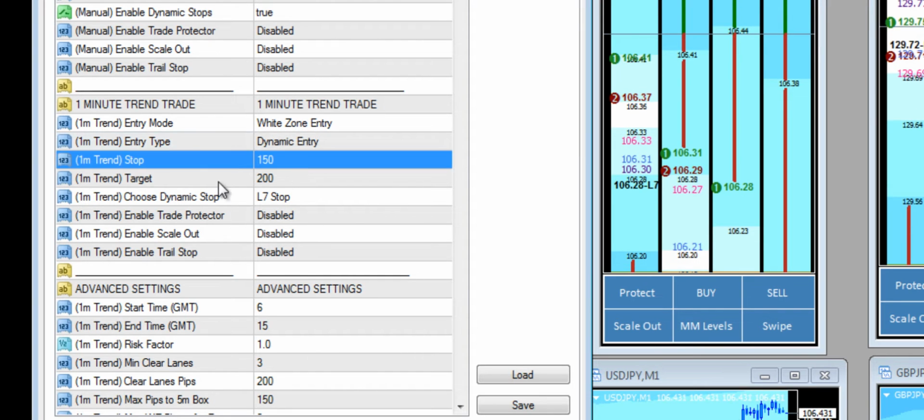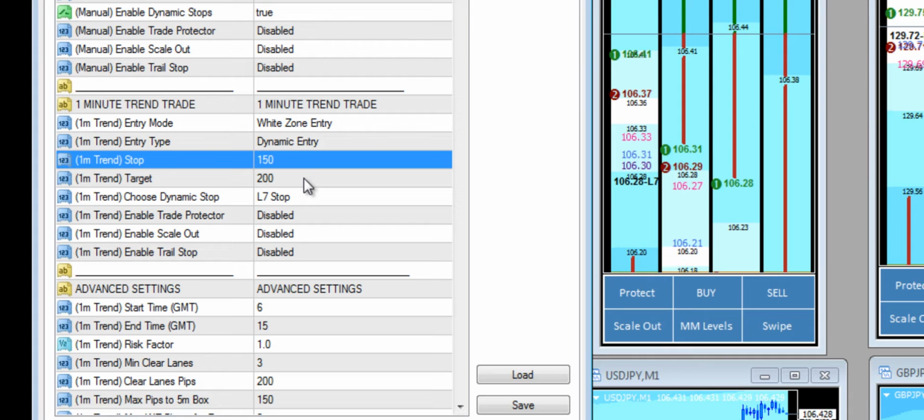This is again on all the setups. Your stop and your target are your hard stops and hard targets. You can consider them your emergency stop and your emergency targets.